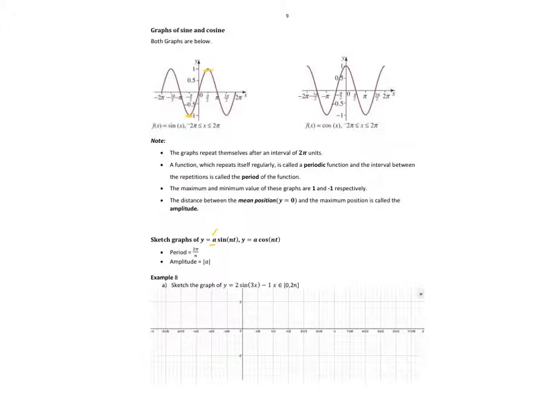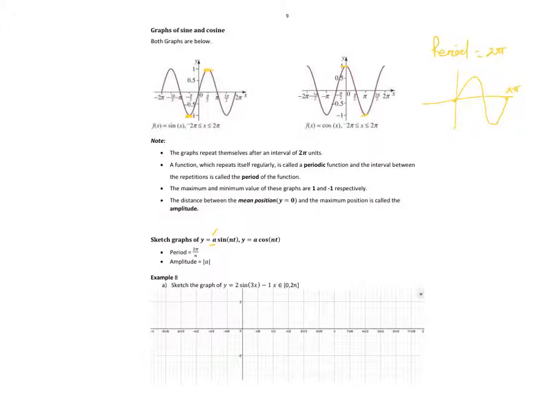So for the graph of sine x, maximum value of 1, lowest value of -1. All right, same for cos x, maximum value of 1, lowest value of -1. And the period, remember, is how long it takes to complete one cycle. Period is 2 pi. So in other words, for my sine graph, it takes a total of 2 pi to complete one cycle.